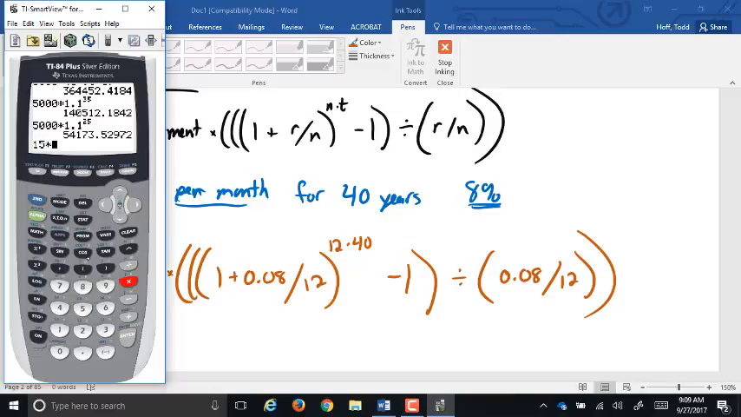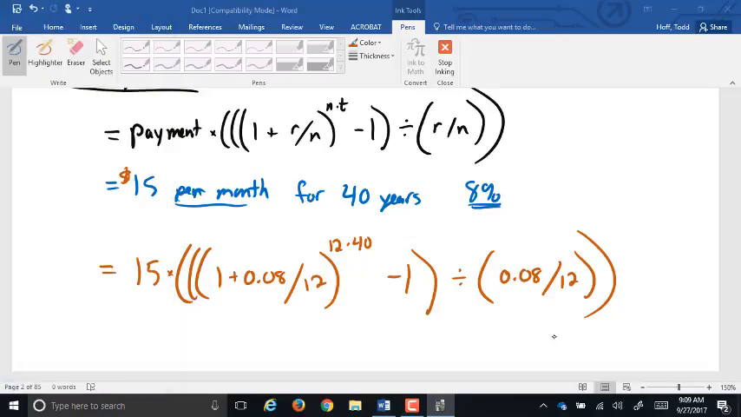So 15 times, open parentheses, 1 plus 0.08 divided by 12, close parentheses, to the power of 12 times 40, which is 480, so I'm just going to put that in. Some of your calculators, you have to hit an arrow to get out of the exponent. Minus 1, close parentheses, divided by, open parentheses, 0.08 divided by 12, close and close. So just putting away $15 a month for 40 years, you'd have $52,365.